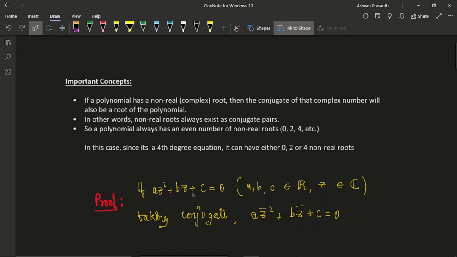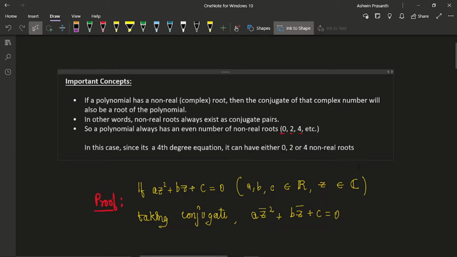So if z is a root of the equation ax square plus bx plus c equal to 0, as you can see, z bar is also a root. So in other words, non-real roots always exist as conjugate pairs. The polynomial always has an even number of non-real roots, like 0, 2, 4, etc. In our case, it's a 4 degree equation, so it can have either 0, 2 or 4 non-real roots.